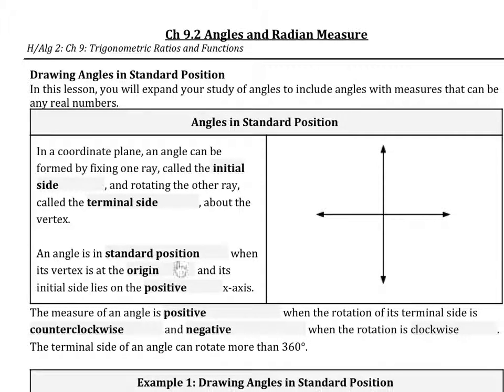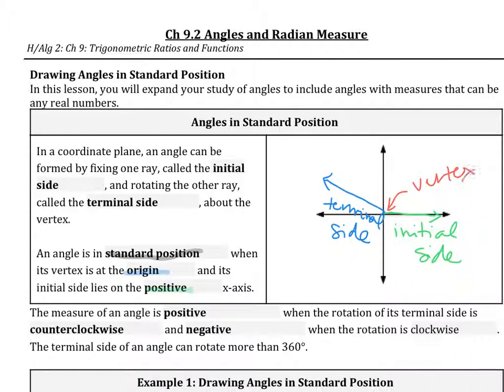So it says that an angle is in standard position when its vertex is at the origin, and its initial side lies on the positive x-axis. So for example, we have the initial side here. Okay, so this is our initial side. And then we rotate the other ray, and so it ends up right here, and this is called our terminal side. It's where it ends. Okay, terminal side. The vertex is at the origin. Okay, that's what this is saying.